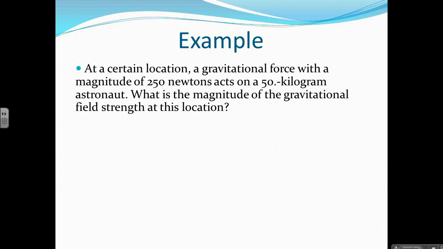And let's do an example of this. At a certain location, a gravitational force with a magnitude of 250 newtons acts on a 50 kilogram astronaut. What is the magnitude of the gravitational field strength at this location? Well, we have g equals F_g divided by mass. That's 250 newtons divided by 50 kilograms. And that gives us a gravitational field strength of 5 newtons per kilogram. And that'll be it for universal gravitation and field strength.